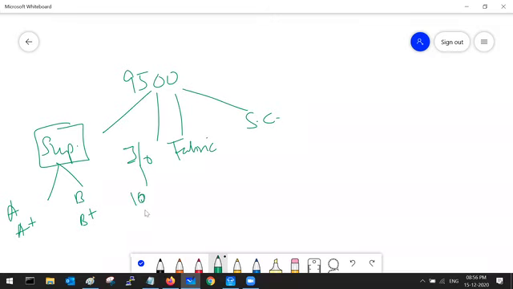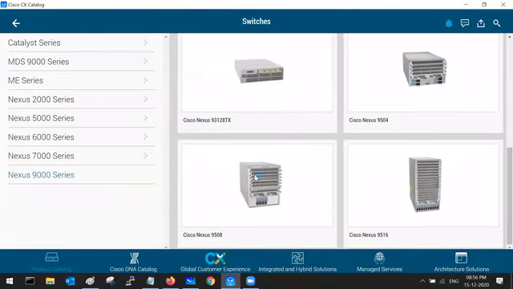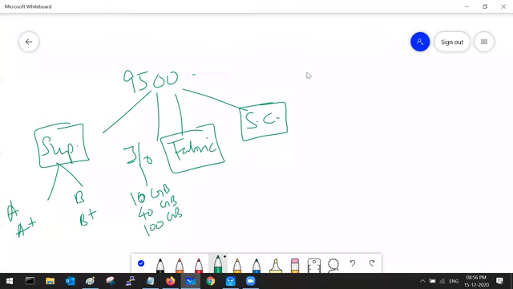IO modules are not categorized as M or F, but as 10 GB, 40 GB, and 100 GB line cards. For fabric modules, we don't have any types. These are used for the same purpose, that is to provide the bandwidth for the fabric of the switch. System controller is an additional module. Before I jump into the system controller, let us take a look at the 9500, guys. So Nexus 9500, now this one is 9500-08. There are 3 different models of the 9500 series: 9504, 9508, and 9516.